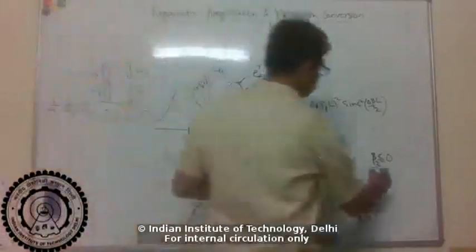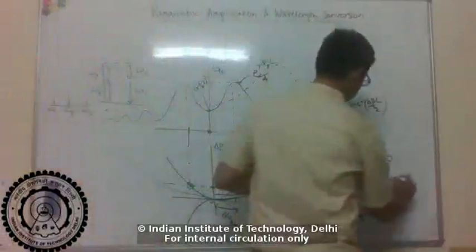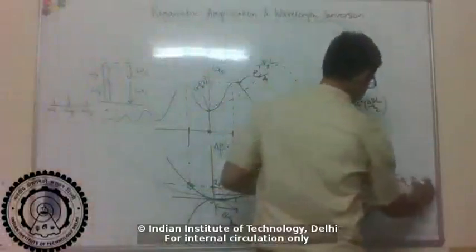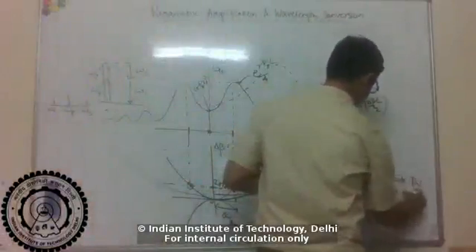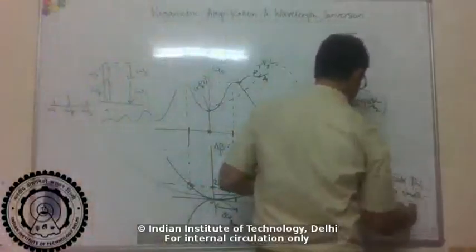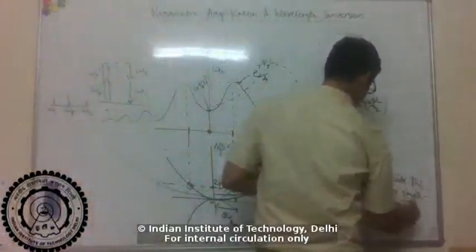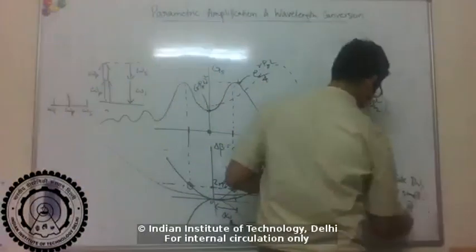Okay, so for wide bandwidth, you want a small value of anomalous dispersion, anomalous GVD.